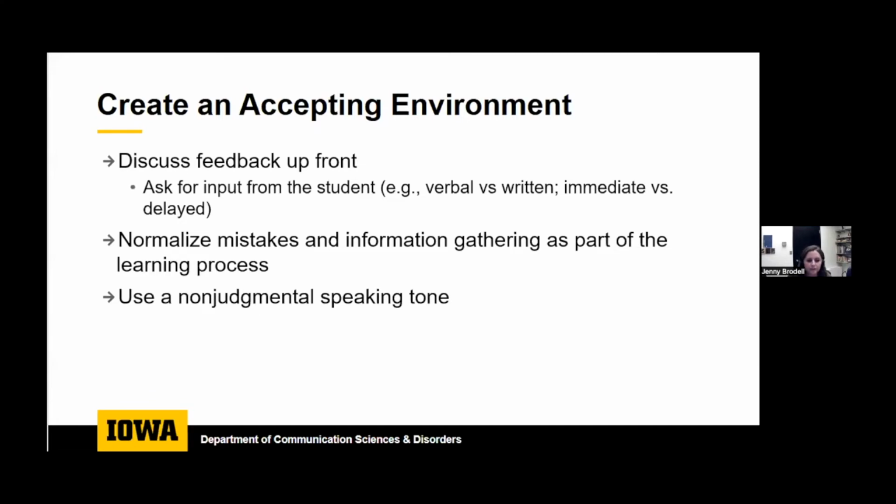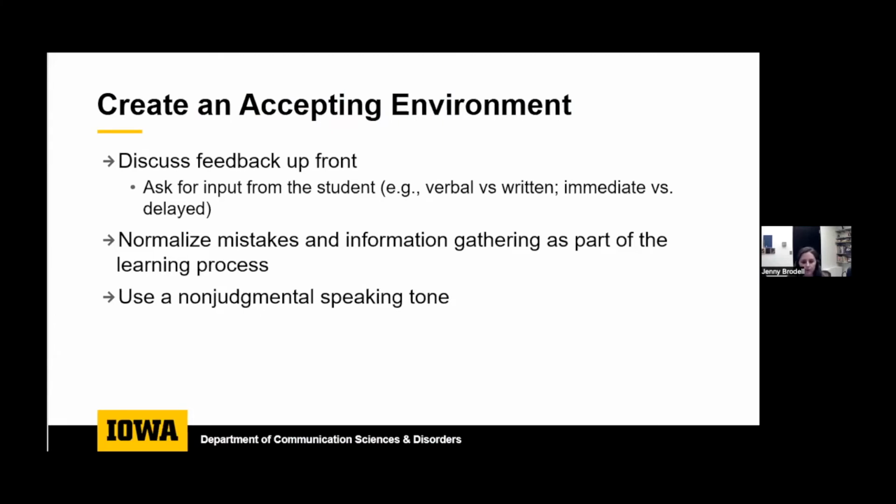So to start any supervisory relationship or a setting in which a person will be receiving feedback, it's really important to create an accepting, positive learning environment. Feedback should really be an anticipated or expected part of that learning process. So that means explicitly talking with the student about the importance of feedback, and talking about the logistics of that. So where, when, and how will they be receiving feedback?